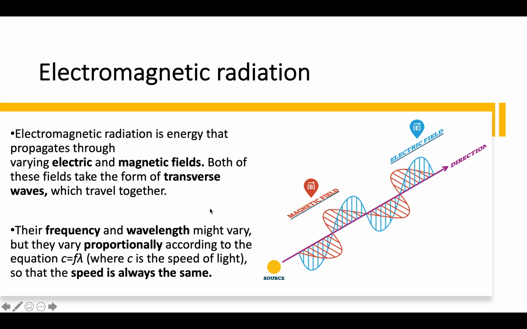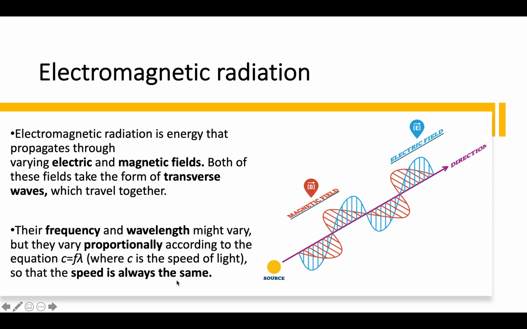Both of these fields take the form of transverse waves, which travel together, perpendicular to the normal in this case, or the wavefront. Their frequency and wavelength might vary, but they vary proportionally according to the equation. This is similar to what we've dealt with before in terms of other waveforms. This is a wave equation. In terms of light, we have c equals frequency times lambda, where c is the speed of light.